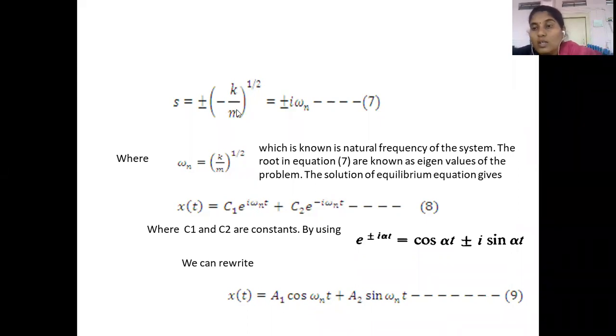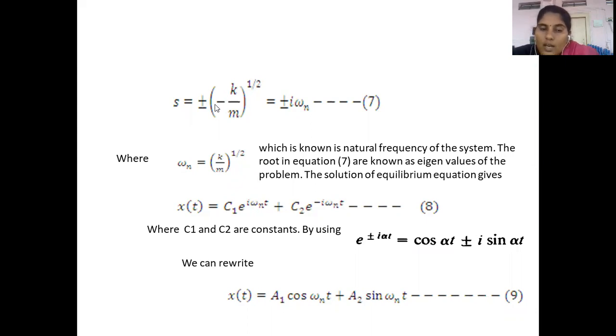So since it is inside the root, the root of i square is equal to i, and omega n. What is this omega n? Omega n is equal to root of k by m. It is the natural frequency, and it is the root of k by m, so that omega n square is equal to k by m.